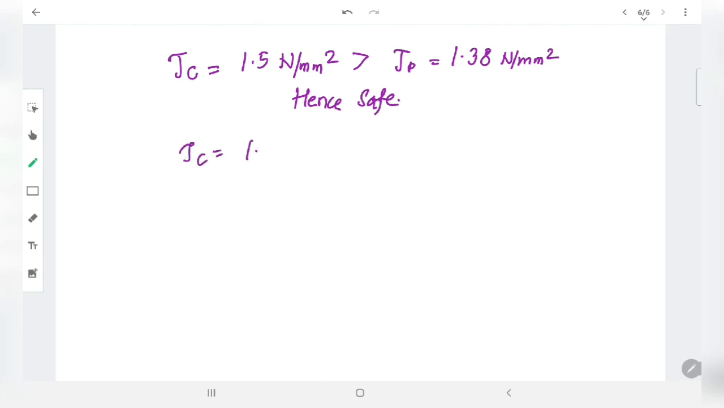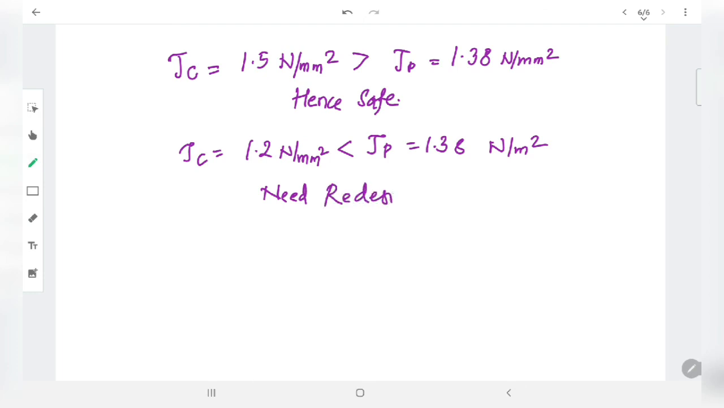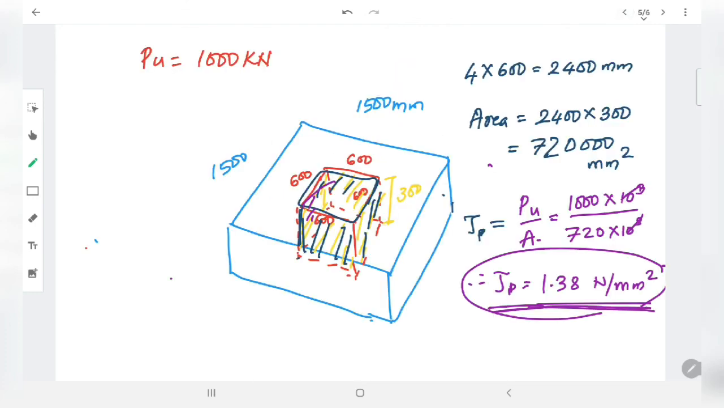Suppose if tau c is equal to 1.2 and tau p is equal to 1.38, that is the stress acting is higher than the capacity of the member. In that case, you need to redesign the section, so that always you get tau c greater than the punching shear. Then only you can say this is a safe structure under the punching shear stresses.